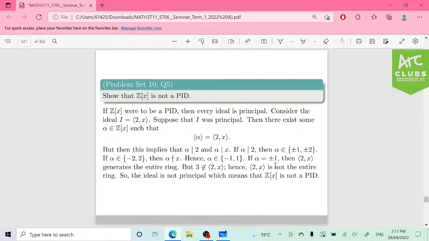But then if that is the case, the ideal generated by 2 and x must generate the entire ring. But it turns out that we can't generate 3 from 2 and x. So the ideal generated by 2 and x can't be the entire ring, and that implies that the ideal is not principal. And because we have an ideal in Z[x] that's not principal, the ring of polynomials with integer coefficients can't be a principal ideal domain.